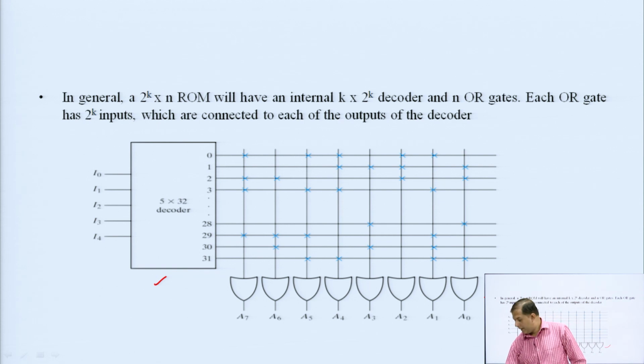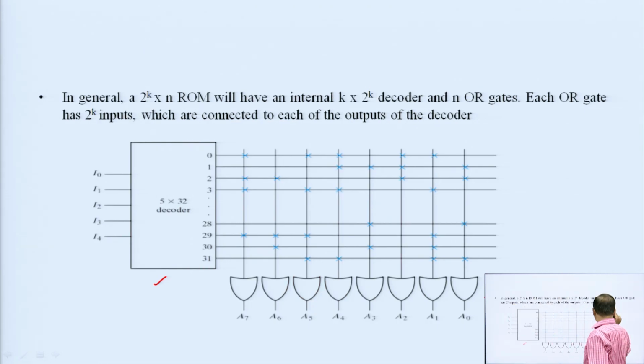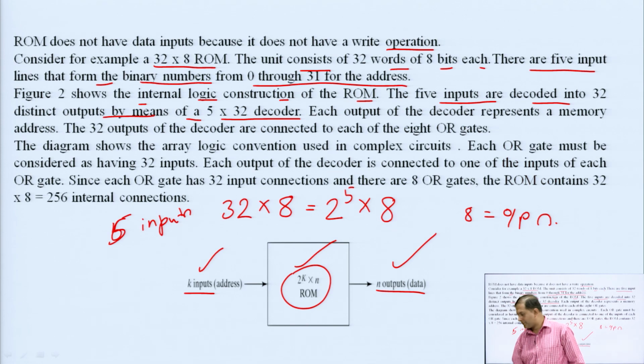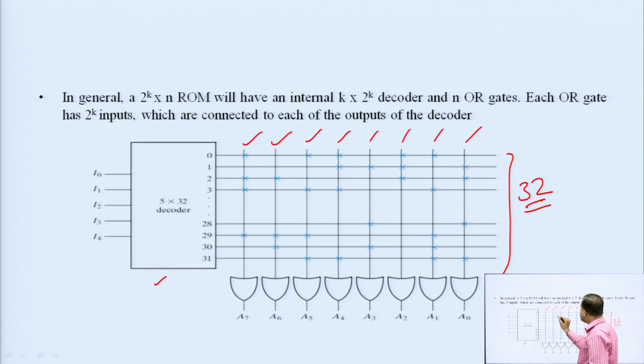Let us check. The figure shows the internal logic construction of the ROM. The 5 inputs are decoded into 32 direct outputs by means of the 5 cross 32 decoder. Here you can see there are 32 output lines. Each output of the decoder represents a memory address. The 32 outputs of the decoder are connected to each of the 8 OR gates. The horizontal lines are output lines and there are 8 vertical lines, and these vertical and horizontal lines are interconnected.